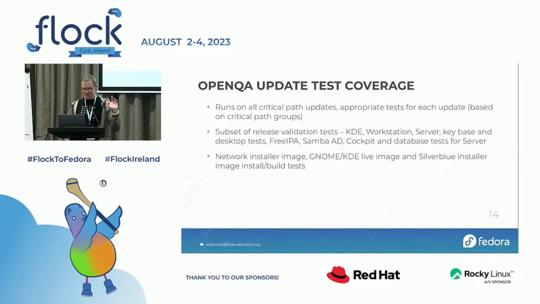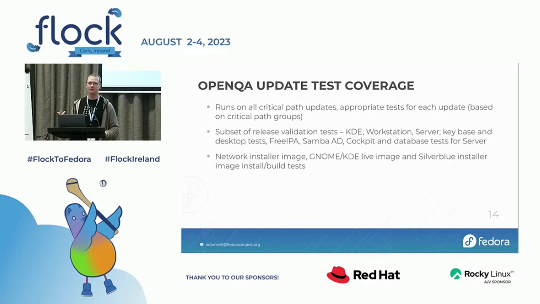So that was composes. What do we test for updates? For updates, we don't test all of that stuff, frankly, just because we don't have the resources. So we do a subset, but it's a fairly big subset. Recently it got more complicated because I enhanced things so that it now tries to run only relevant tests for each update.